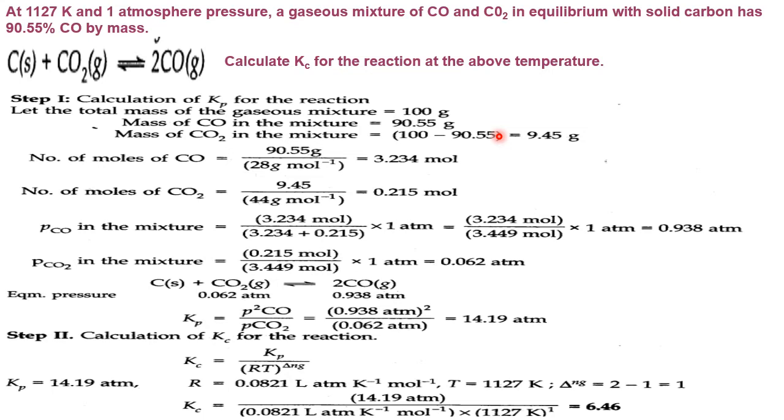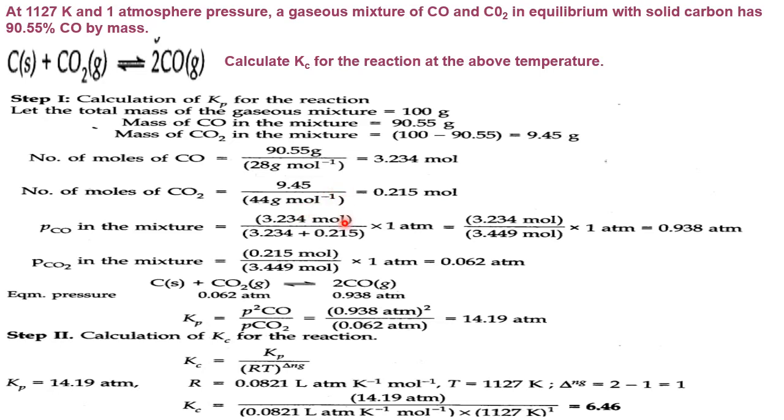Now, once you know the mass, we will go for the moles. Moles equal to mass given by the molar mass. So this is the mass given by the molar mass of carbon monoxide, so the number of moles of carbon monoxide is 3.234. In the same way, the number of moles of carbon dioxide equals the mass of carbon dioxide by the molar mass of carbon dioxide. That gives you 0.215 mole.